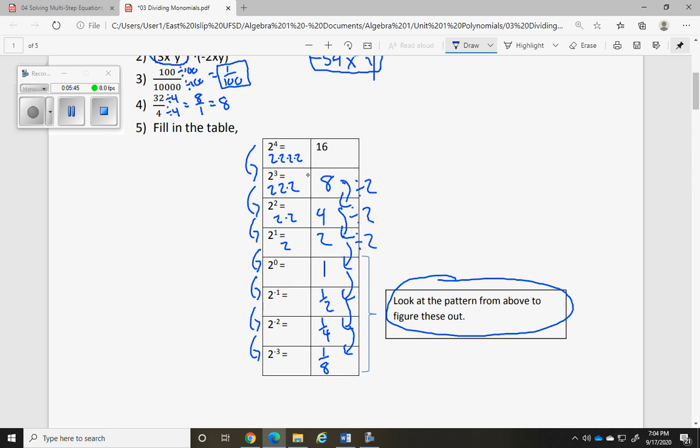And that's why I continue to divide by 2. 1 divided by 2 is a half. A half divided by 2 is a fourth. A fourth divided by 2 is an eighth. And then once we follow that pattern, we could notice something that's pretty significant to notice.